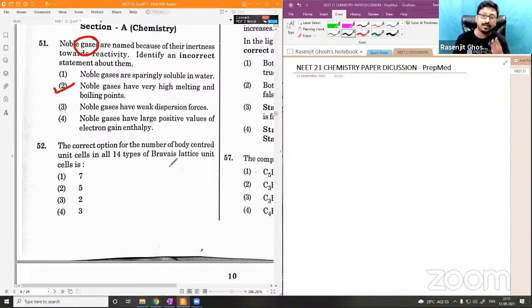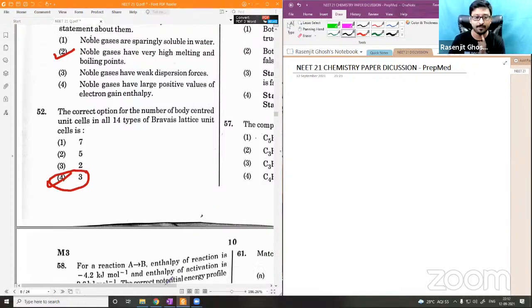Now in that type, there are 3 different types, called the cubic lattice, tetragonal lattice, and the orthorhombic lattice. Only these 3 lattices contain the body-centered cubic part. So the correct answer will be 3. So out of 14 lattice types, 3 types are in your Bravais lattice system.